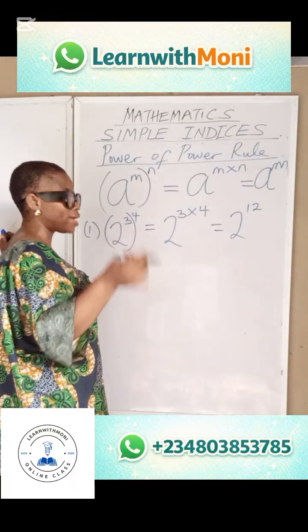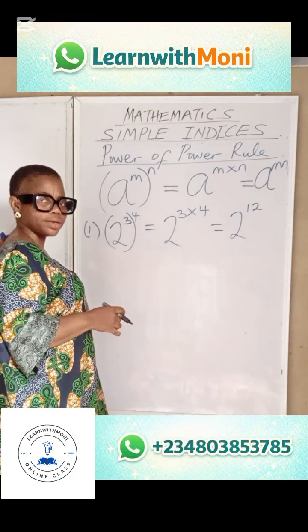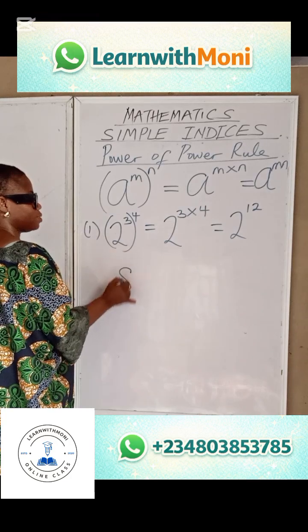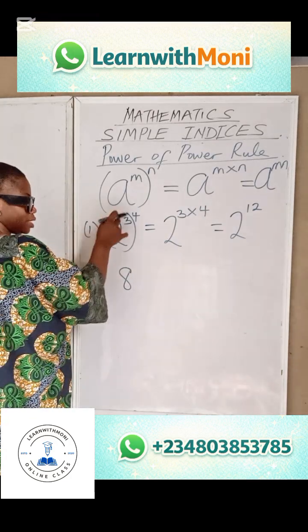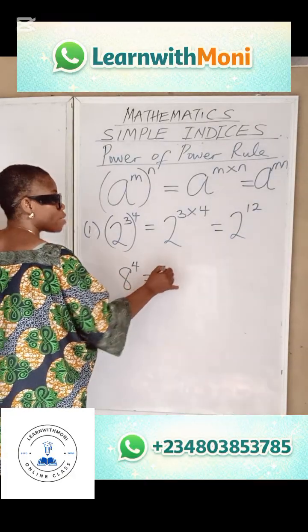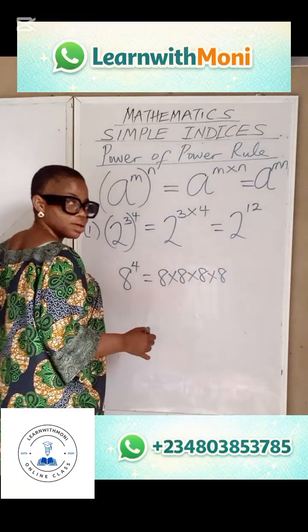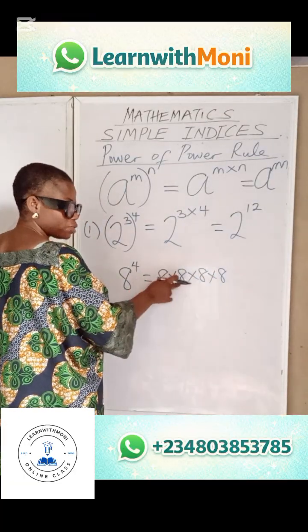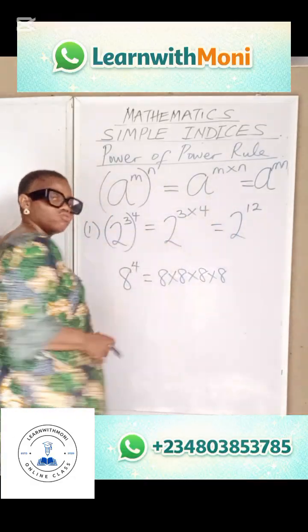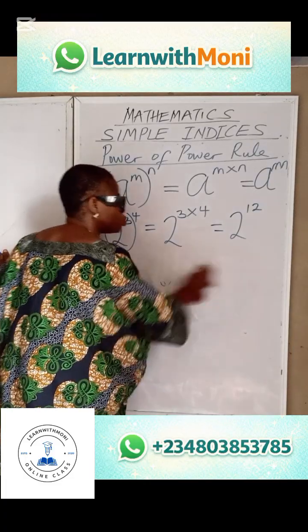When you multiply 2 by itself 12 times, it's going to give you the result you have here. To confirm if this is true, 2 raised power 3 is 8. Inside the bracket you have 8 raised power 4. That means you have 8 multiplying itself 4 times. You can confirm that 8 multiplying itself 4 times is the same thing as 2 multiplying itself 12 times. And that is the power of power rule.